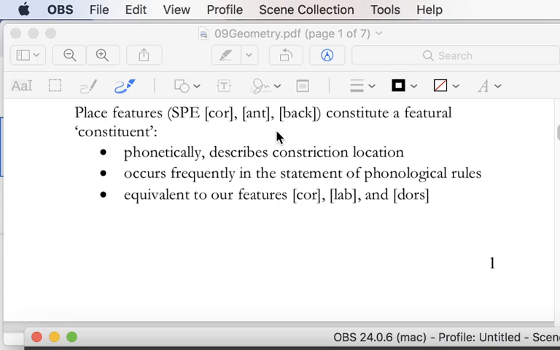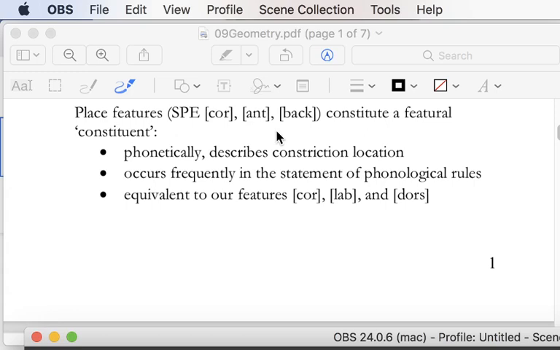So how do we know major place features form a featural constituent? Well, we've seen this over and over again, trying to write assimilation rules or debuccalization rules in this class and even in the previous semester. These features essentially always occur together in these kinds of assimilation or delinking rules, yet that's very, very hard to describe in the segment-based theory without having to use some fancy Greek variable notation.